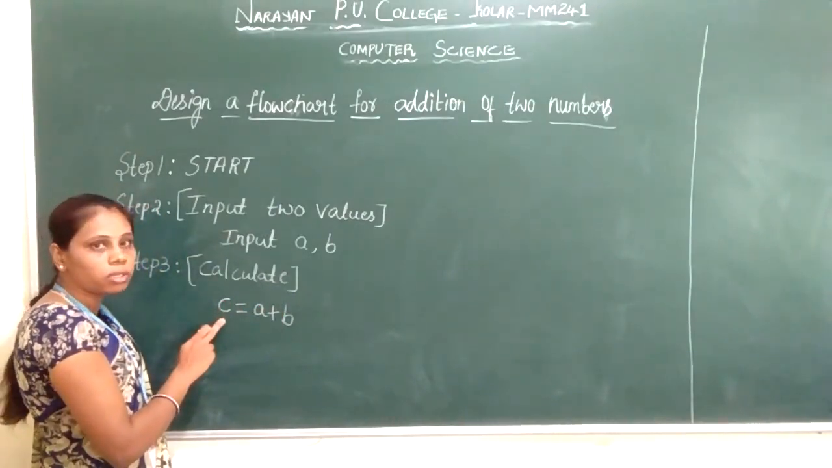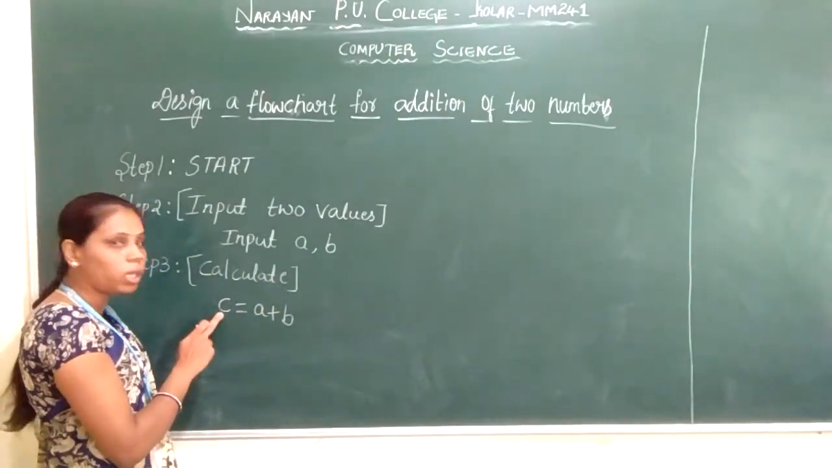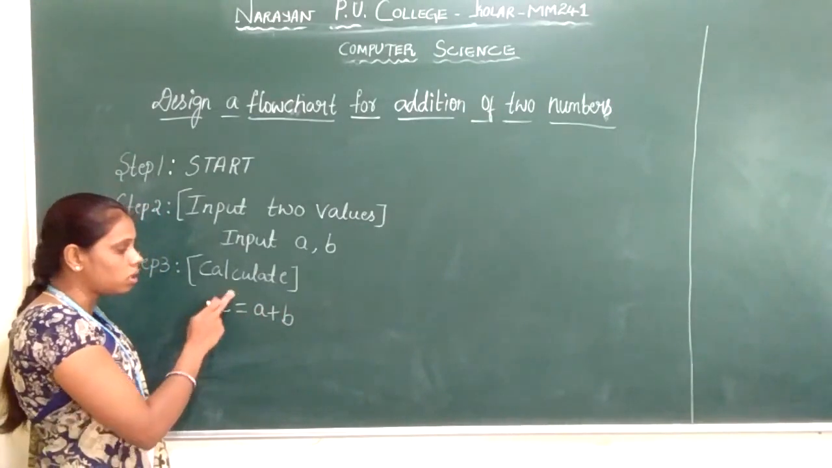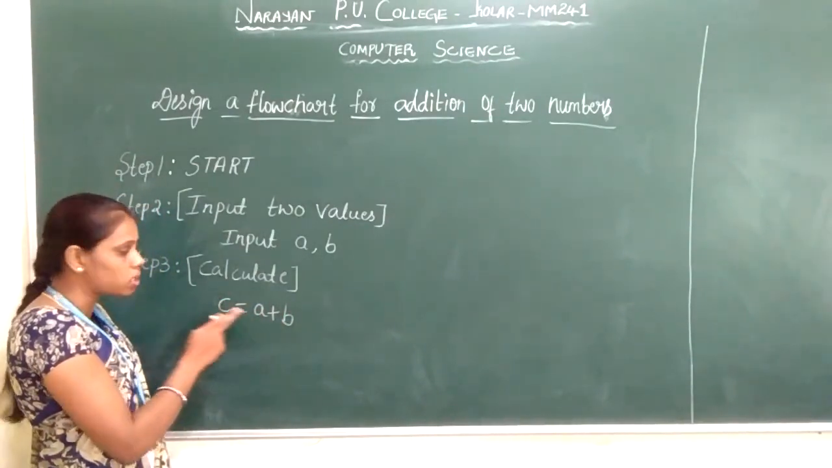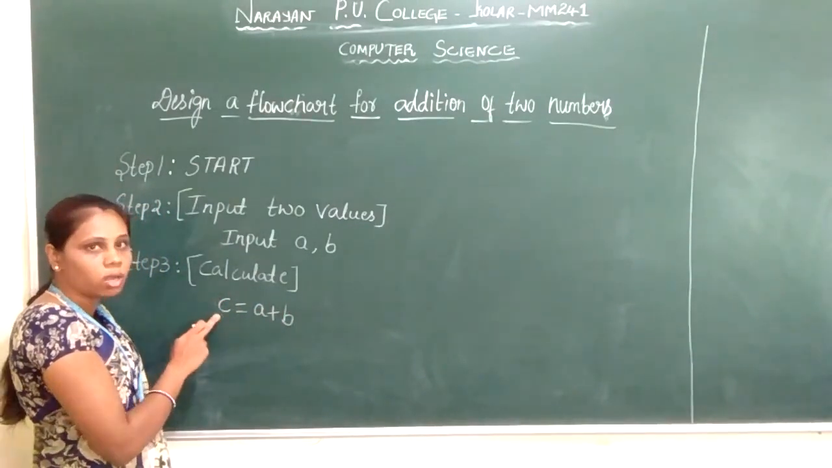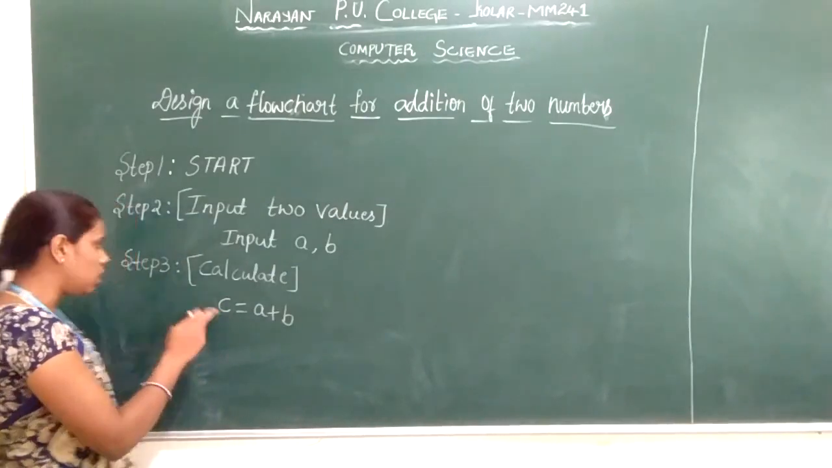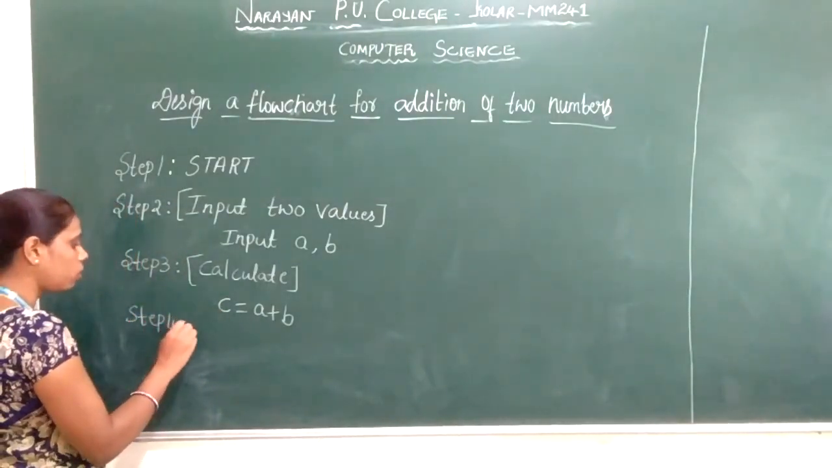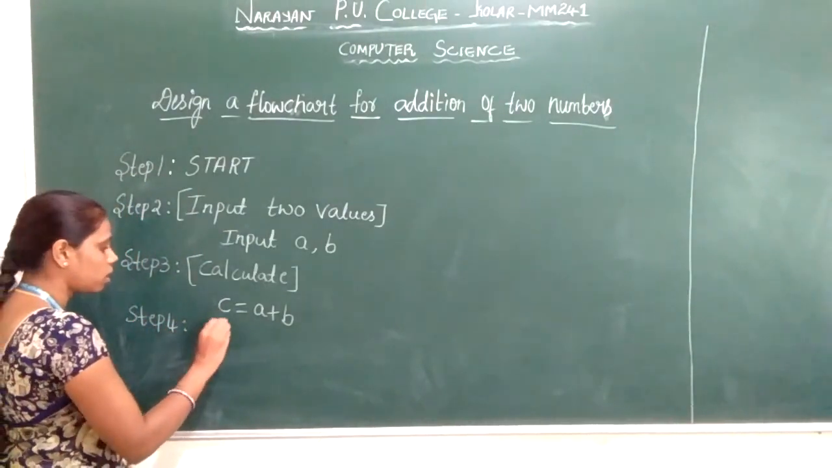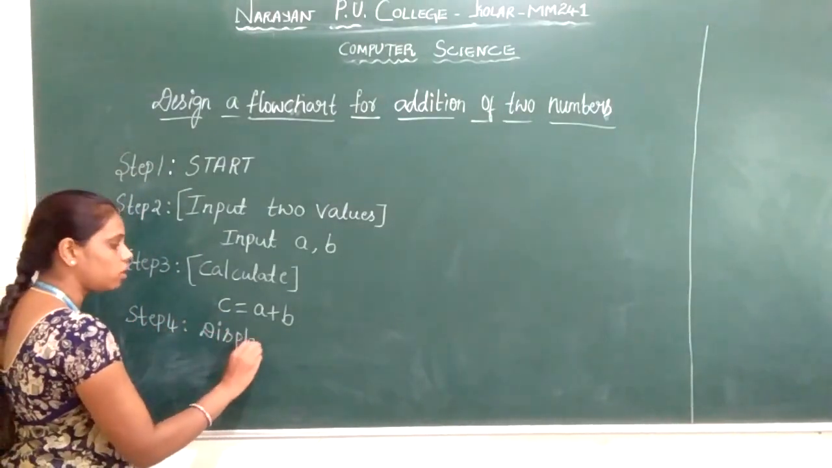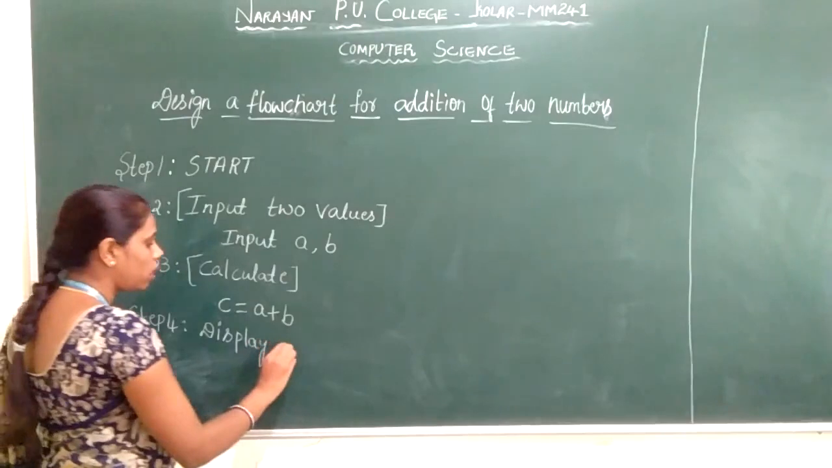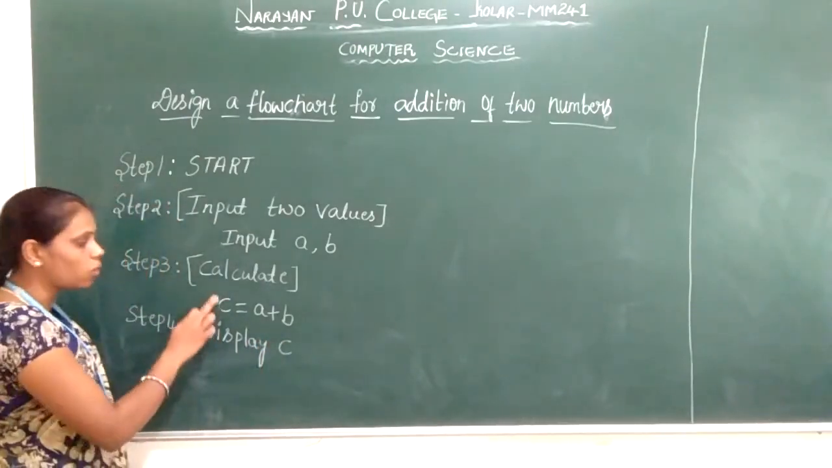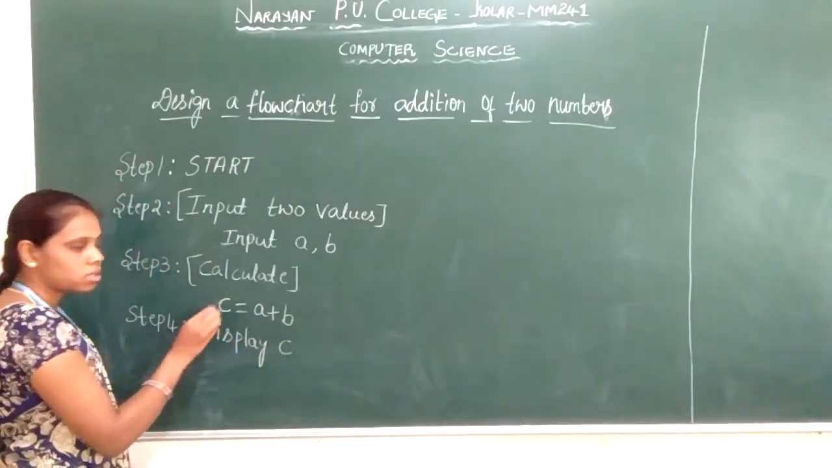Now we need to print this C, means this should be displayed on your screen. So the addition of these two numbers is stored in C. Hence we are going to display C. In the next step, that is step 4, display or print. You can use any words. Display C.